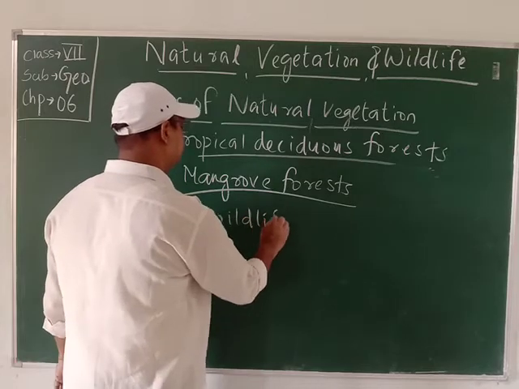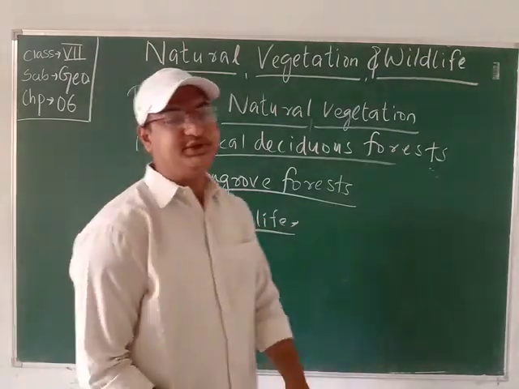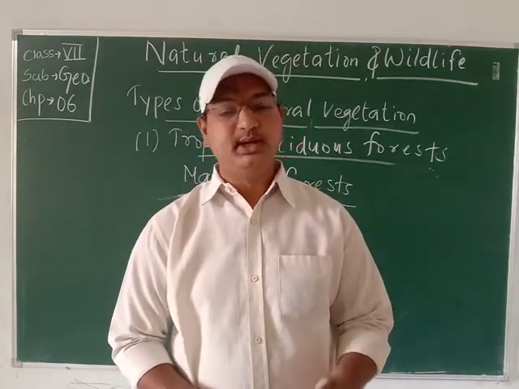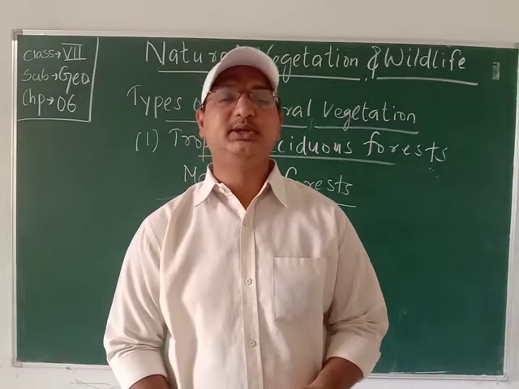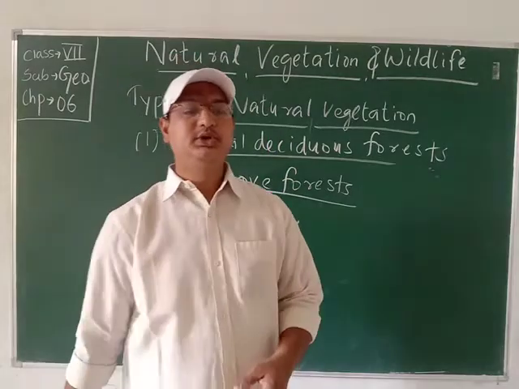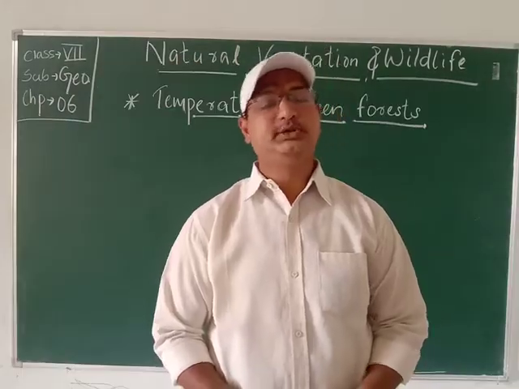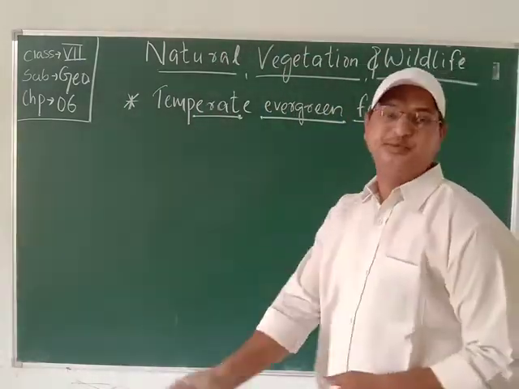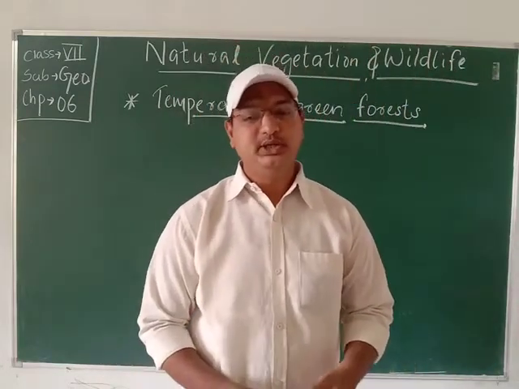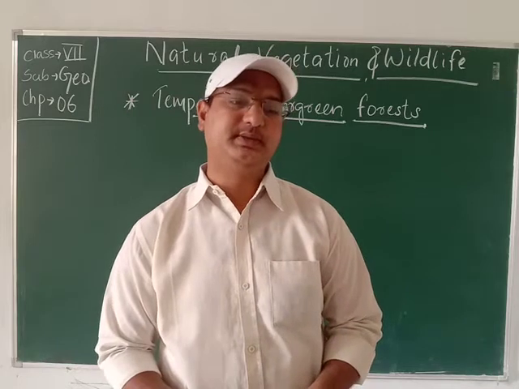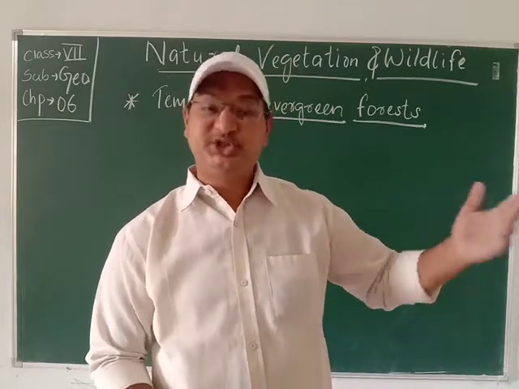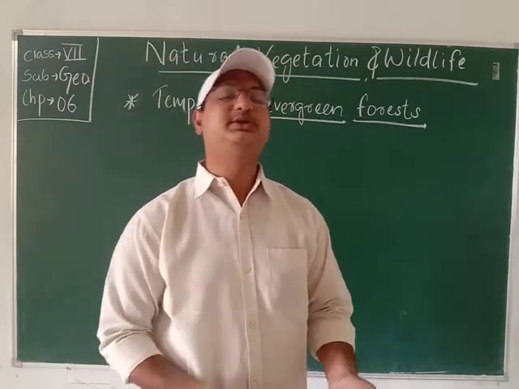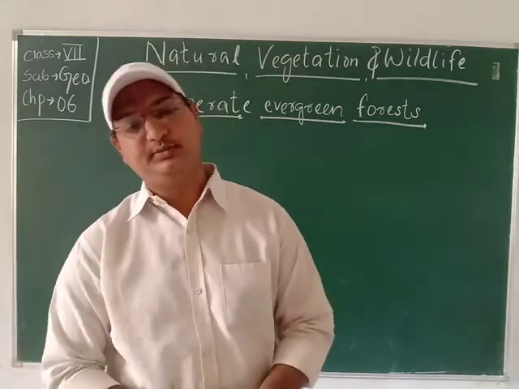Now students, wildlife in this region: tigers, lions, elephants, langurs, monkeys are some of the common animals in this region. Next, students, we'll study about the next type of forest, the temperate evergreen forest. Students, these forests are located along the eastern margins of the continents, comprising South China, southeastern USA, southeastern Brazil, Uruguay, east coast of South Africa and eastern Australia. Students, they are spread all over the world.